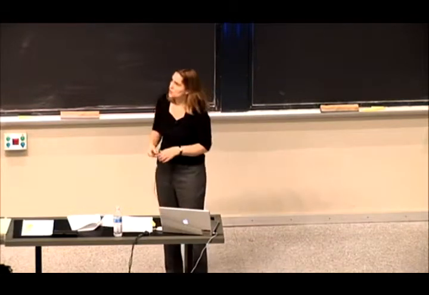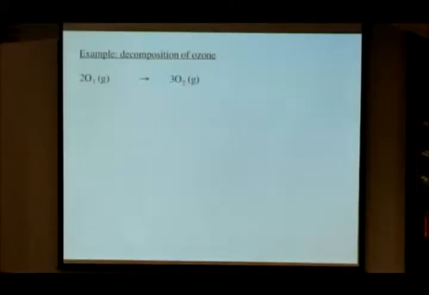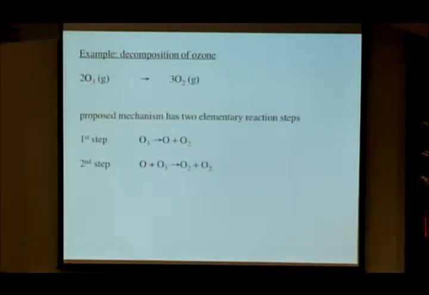Mechanisms. So let's just look at one example very briefly. Here we have the decomposition of ozone, which is another environmental issue that you will be faced with in your lifetime. This is the overall reaction, and you can't use the stoichiometry to figure out the order of the reaction, but if you divide it up into elementary reaction steps, then you can use the stoichiometry to write the rate law for each step of that reaction.